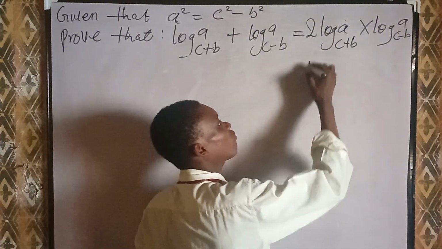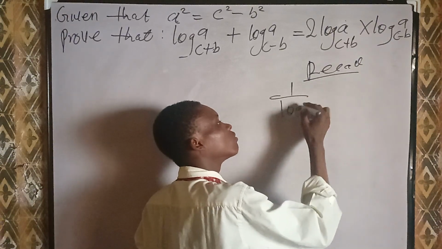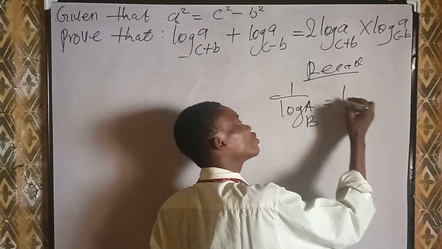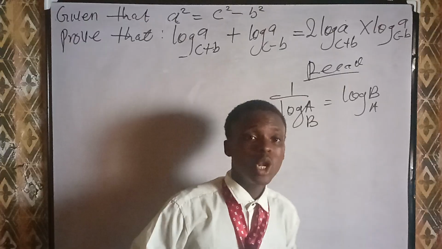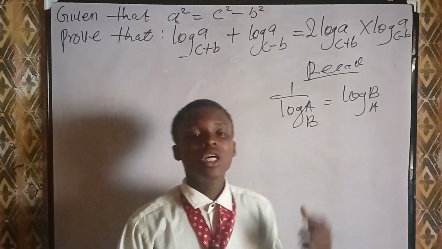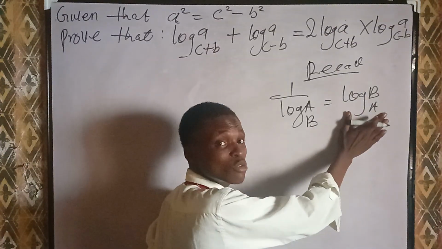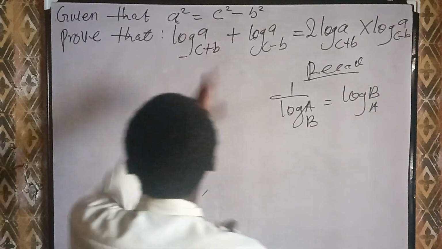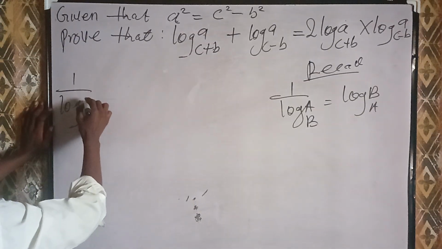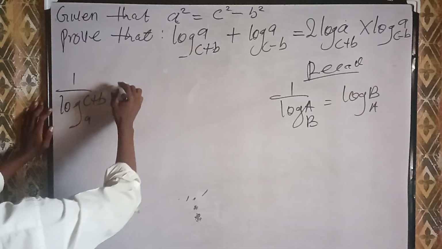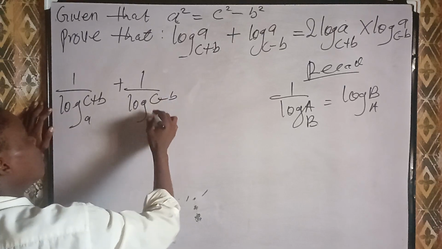Recall that if we have 1 by log_A B, this equals log_B A. What does the law state? The law states that when the log appears as a fraction, the log and the base interchange their position. That means if we have this, we translate it to this form. All right, let's go. So from here, we have 1 by log_(C+B) A plus 1 by log_(C−B) A.